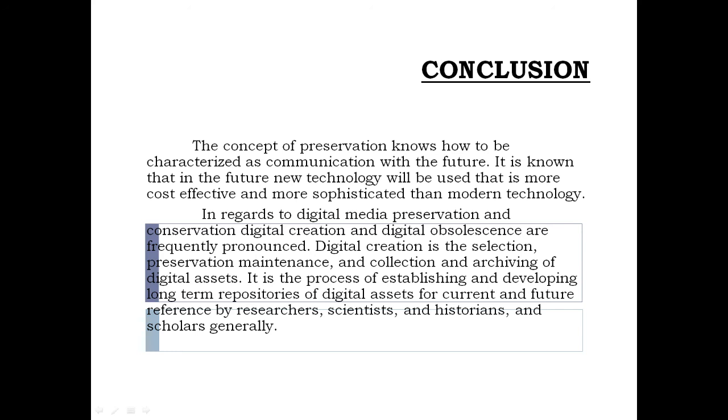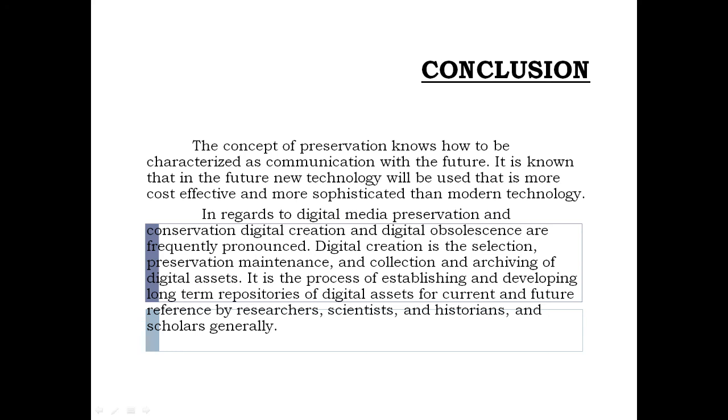In regards to digital media preservation and conservation, digital curation and digital obsolescence are frequently pronounced. Digital curation is the selection, preservation, maintenance, collection and archiving of digital assets. It is the process of establishing and developing long-term repositories of digital assets for current and future reference by researchers, scientists, historians, and scholars generally.